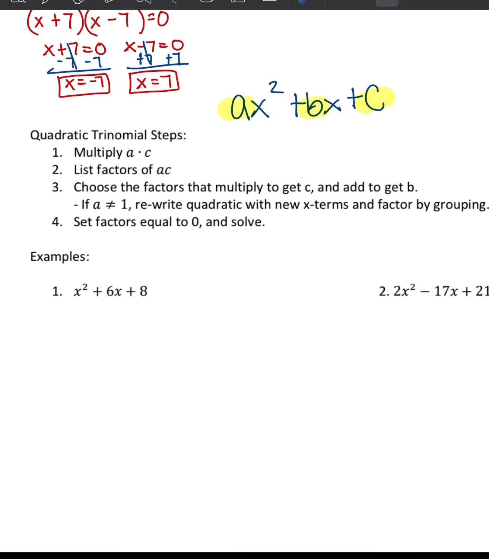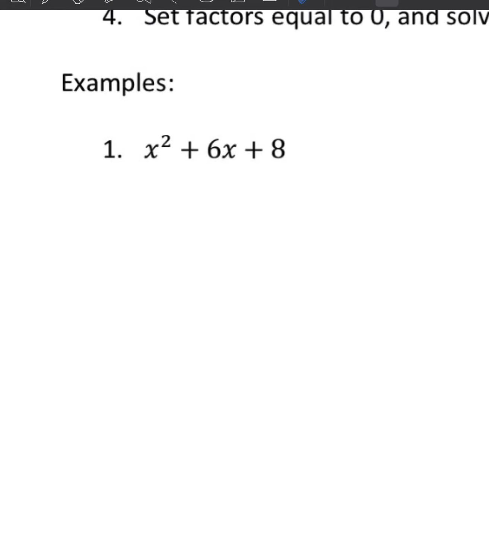So we're going to take a look at this first one where we have our a value. Since there isn't one written, our a value is 1 and our c value is 8. So our first step there is to multiply a times c. So we've got 1 times 8, and that gives us 8.